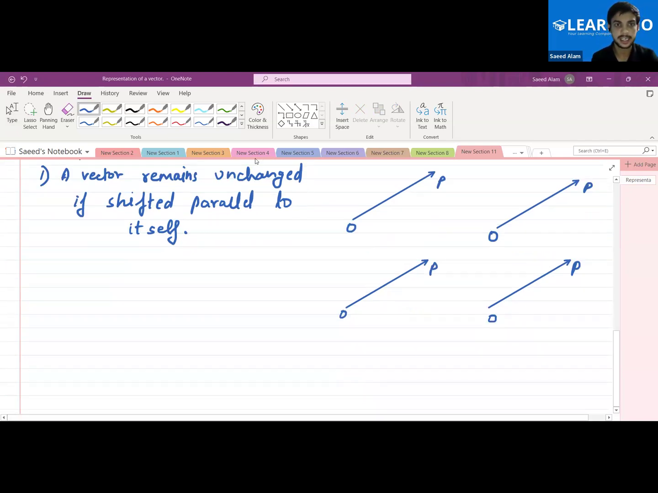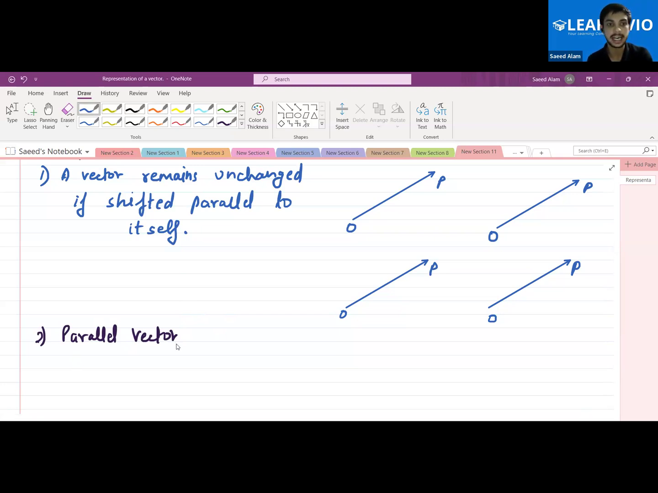The second thing that we used to see here is the parallel vectors. Parallel vector is a very easy thing, can be understood by the name, that if two vectors are parallel to each other, then that will be called a parallel vector. Understood? If they are parallel to each other, what does that mean? That they are having the same direction. Yes or no?